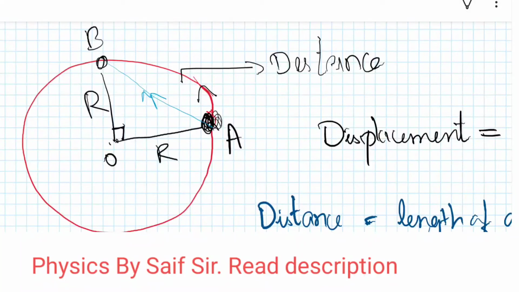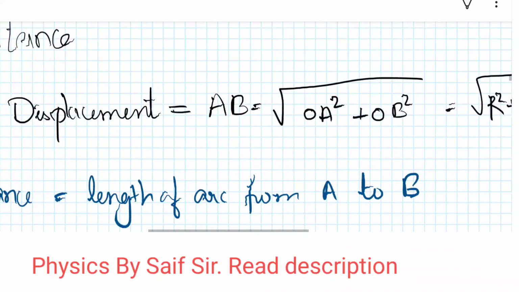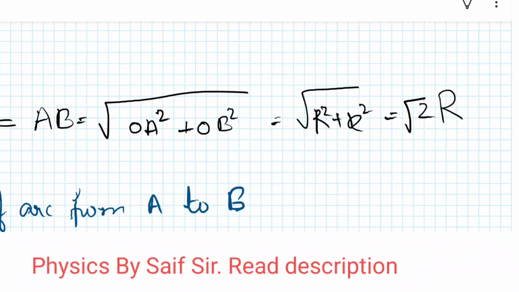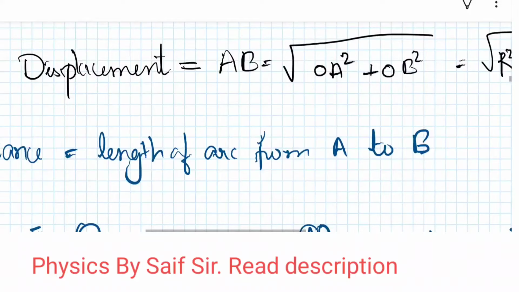To find the distance from A to B, that is the arc, and to find the displacement, which is the direct line from A to B, you can use the Pythagoras theorem. With the help of the Pythagoras theorem, you can find the displacement from A to B. We will get AB is equal to under root OA square plus OB square, and OA is the radius, so R square plus R square, which gives you under root 2R. That is the displacement.